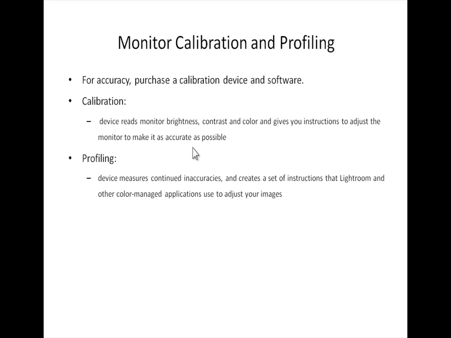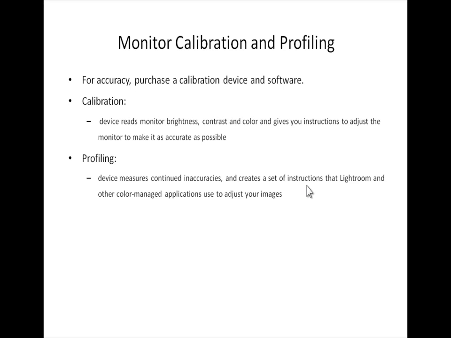The next step of the process, the profiling process, takes care of any continued inaccuracies. After you've set the settings for your monitor, it remeasures brightness, color, and contrast of your monitor to detect those continued inaccuracies, and it creates this set of instructions called a profile that Lightroom and other color-managed applications, such as Photoshop, use to adjust your images as you're viewing them in the program. So let's say your monitor was too red, and you have no color controls to change that. This set of instructions would tell Lightroom to back red out of your photos so that they would appear correctly.